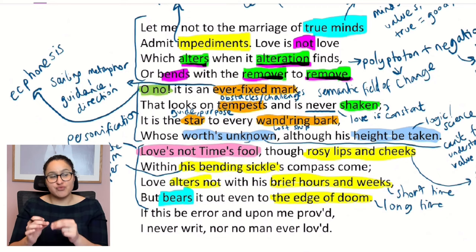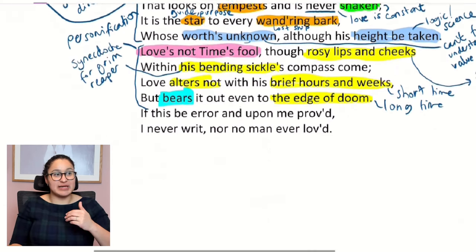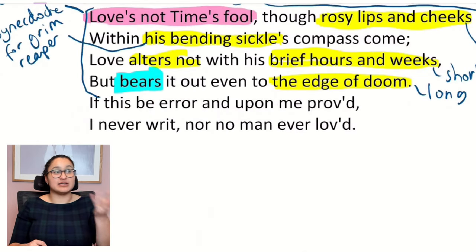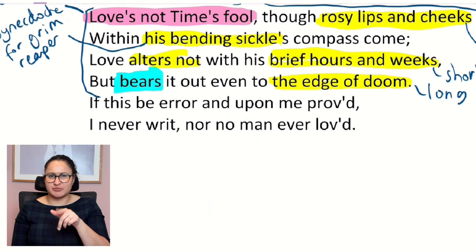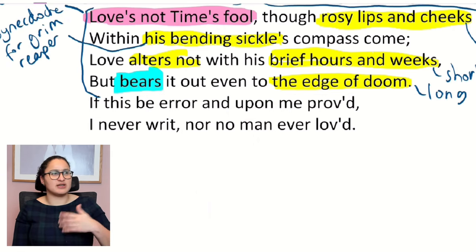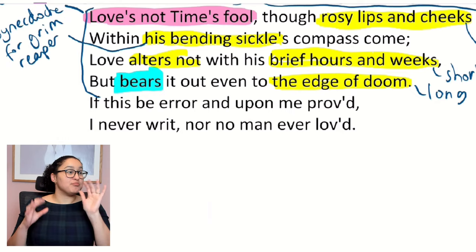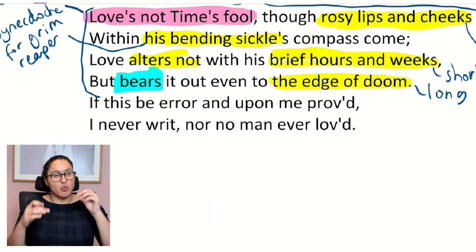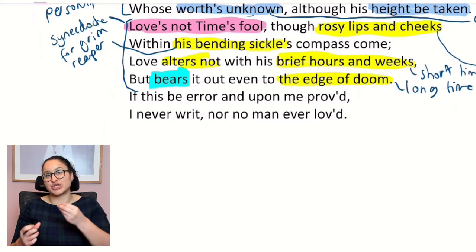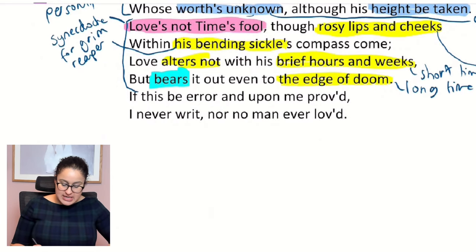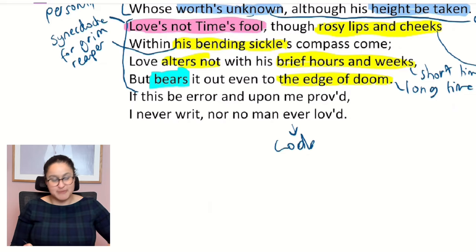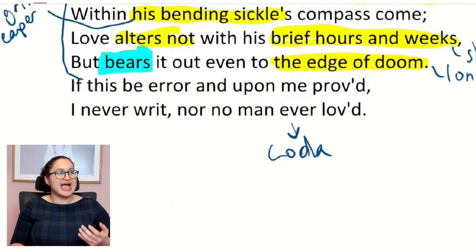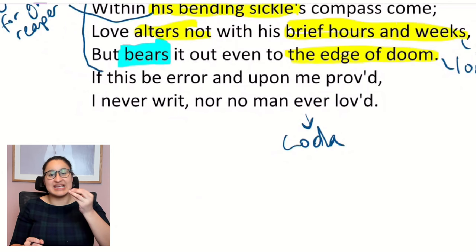The two lines at the end that are a rhyming couplet, which just means they rhyme with each other. So, proved and loved. Again, you need to pirate the pronunciation there by overstressing the ed. Upon me proved, man ever loved. But when we have that rhyming couplet, what this becomes in our logical argument is a coda. So a coda is just a sort of conclusion to a passage of a text. And so these two lines are his coda.